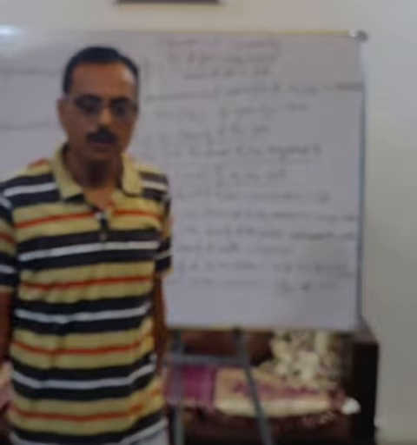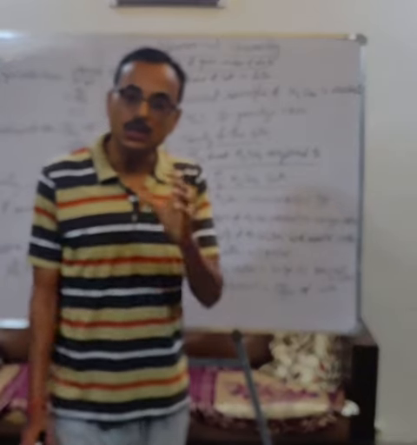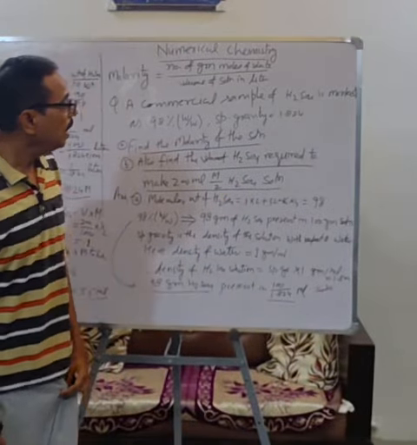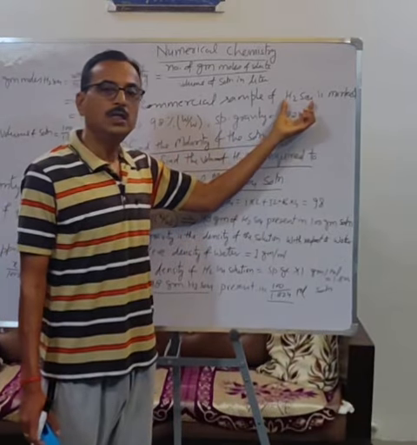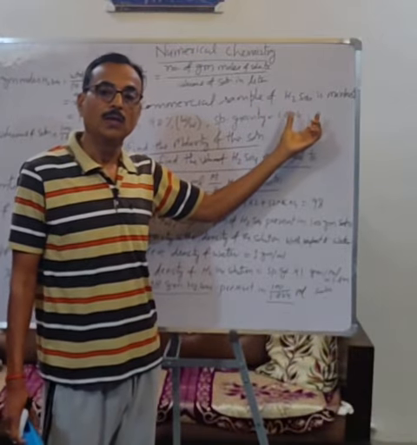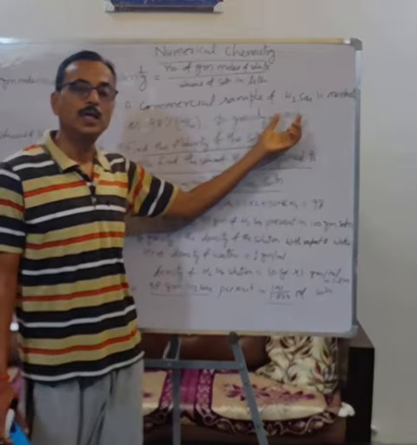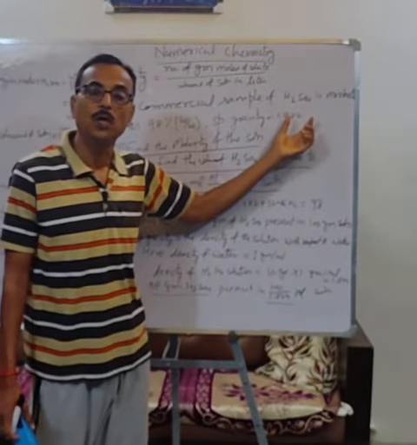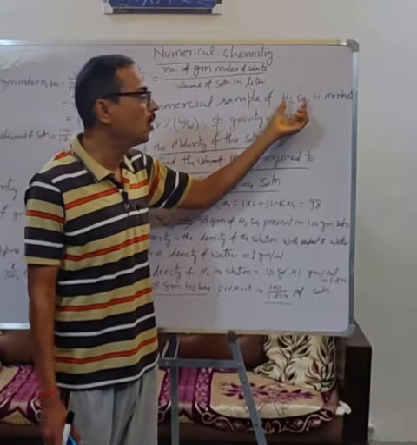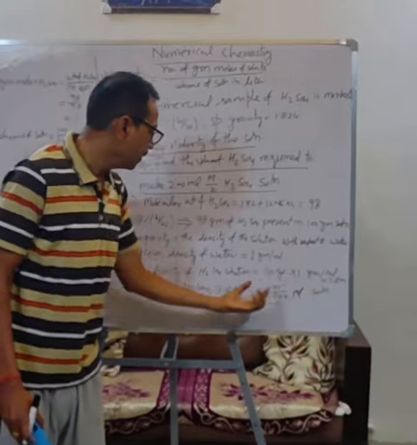So what is specific gravity? Specific gravity is the density with respect to the standard material. Standard material means, if the commercial sample is liquid, then the density with respect to water. Take water as a standard. The specific gravity 1.824 means it is 1.824 times heavier than the density of water. So if we find out the density of the sulfuric acid, we multiply with the density of water.